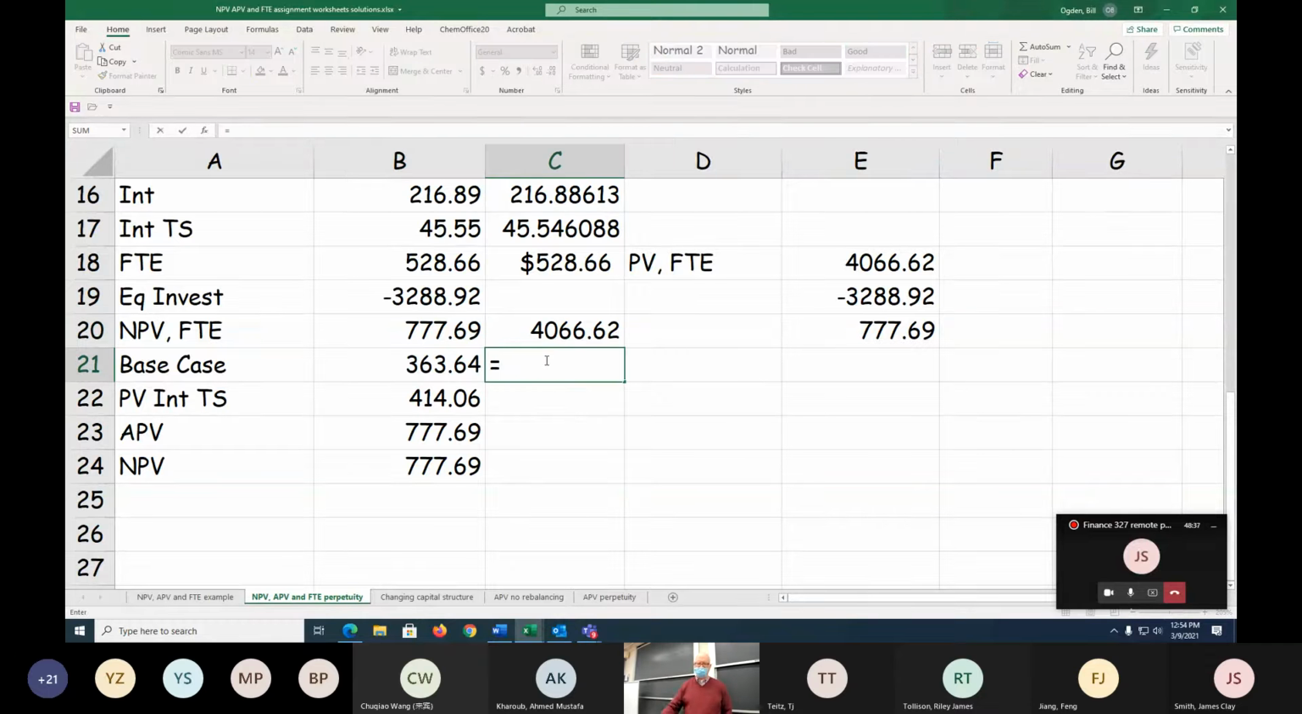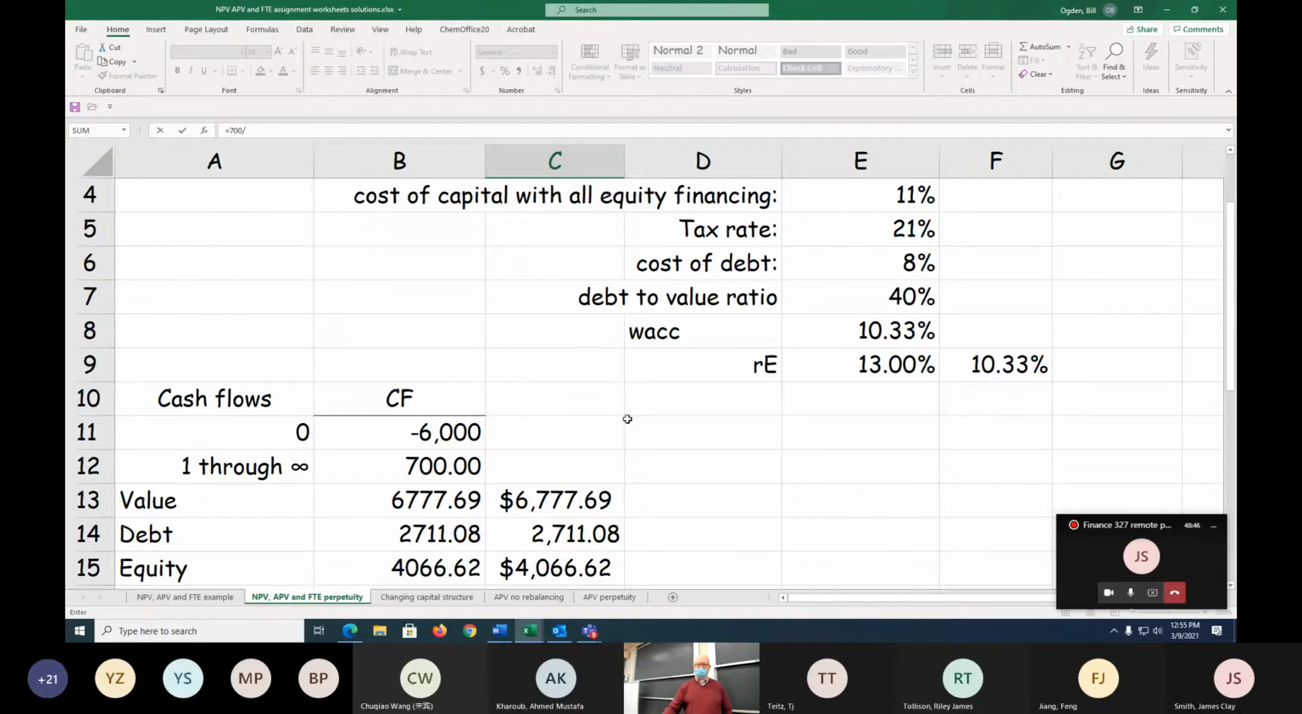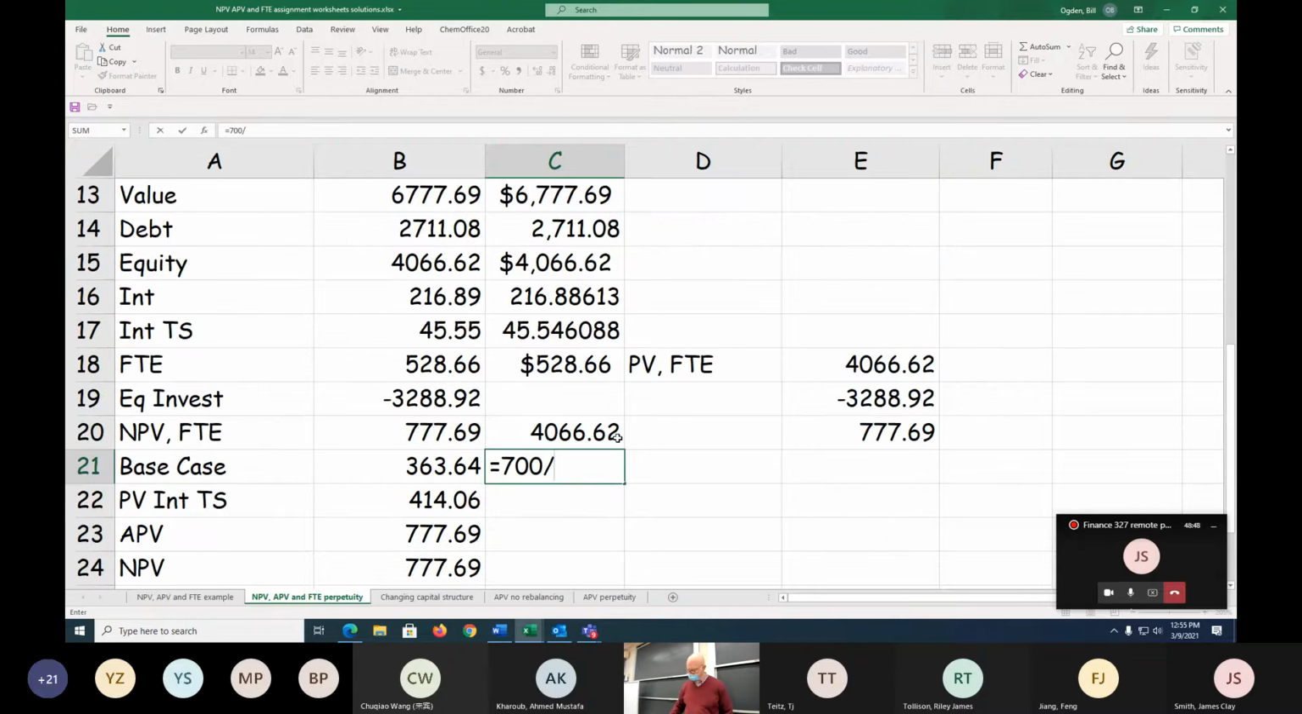And then we have the base case. Base case equal to the cash flow divided by the float equity, the cost of capital, 11%. So this one you got to be careful of. It's not going to be a round number. So that's the, and then minus the cost. Okay, and that's where we get that.